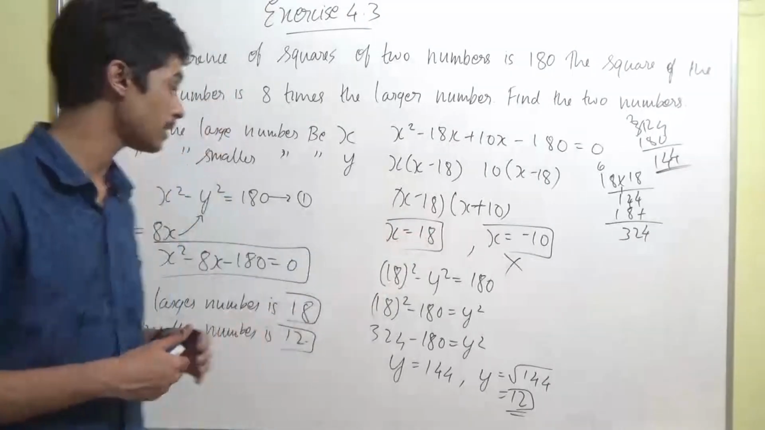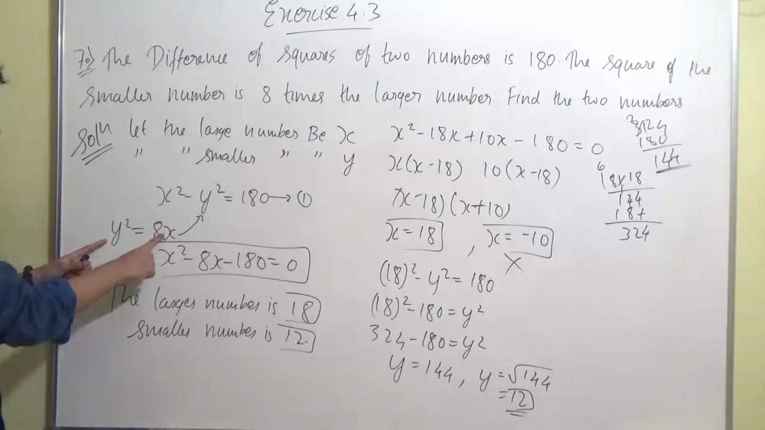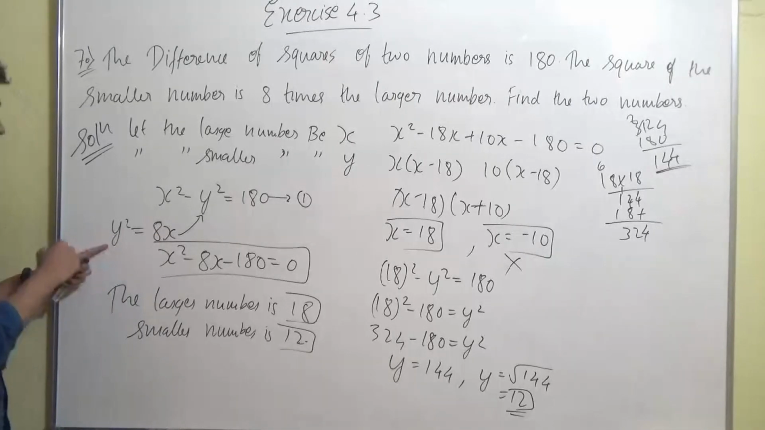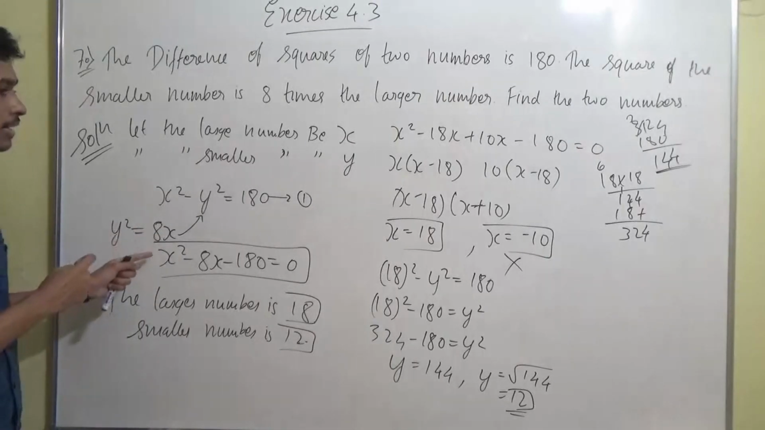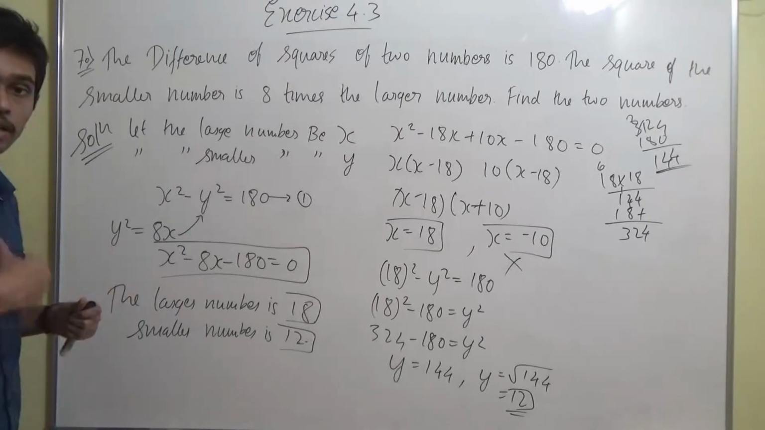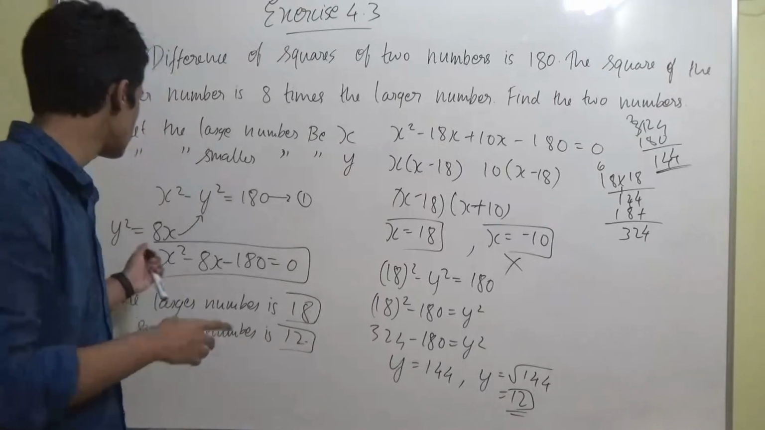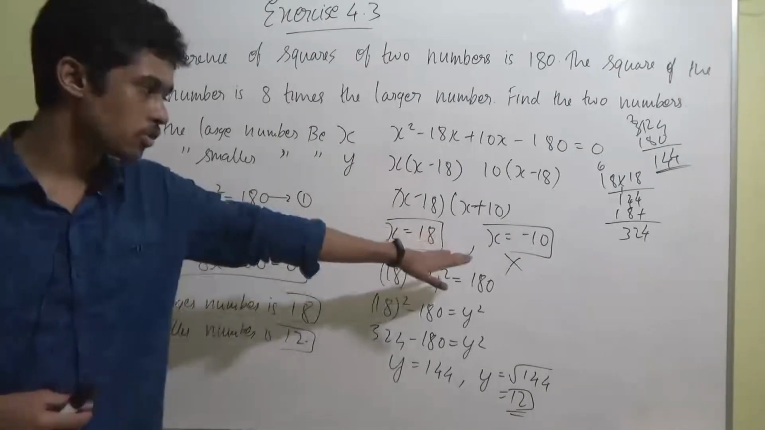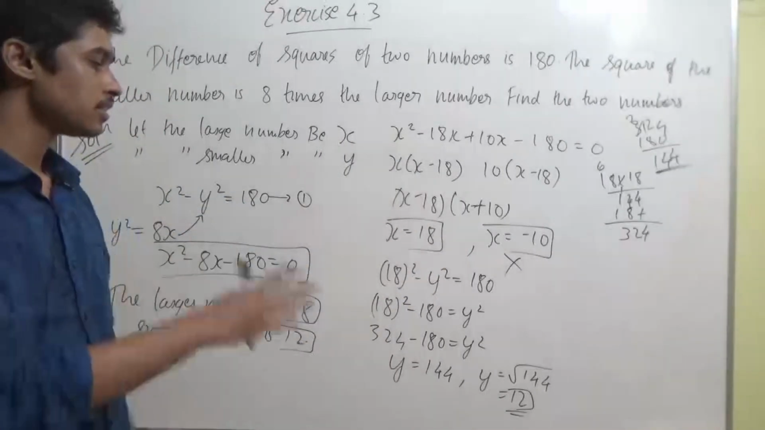One is 18 and the other is minus 10. If you put the value of minus 10 over here for x, that time y square will come as minus 80. Can a square term be minus 80? A square term will always give a positive value, right? It cannot give a negative value. So we are just not considering it.